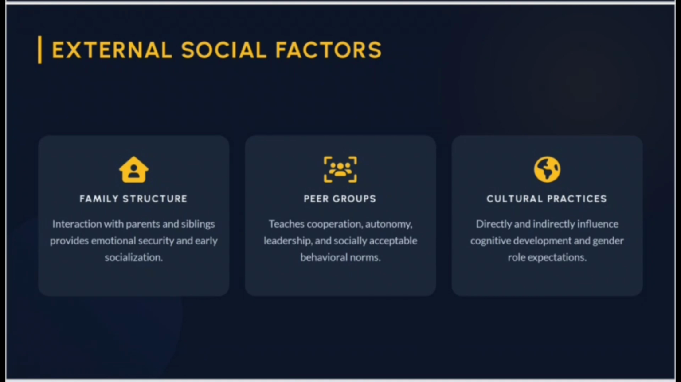As the child grows up, external social factors take over, as shown on the slide. First, the family structure. Family structure offers emotional security and initial socialization. Then come peer groups. Friends teach children how to share, cooperate, handle competition, and learn autonomy. Finally, cultural practices. Cultural practices directly dictate what behaviors are considered appropriate, heavily influencing cognitive development and social norms.